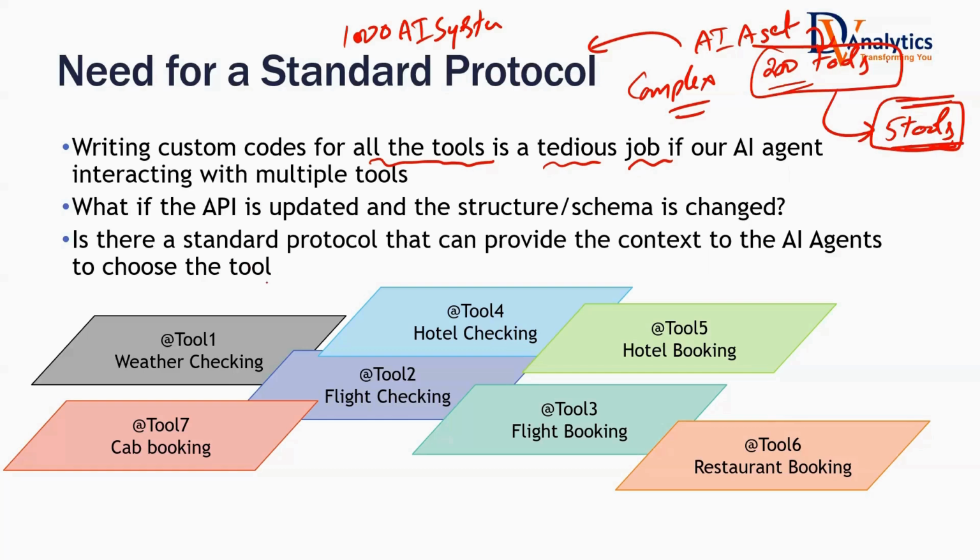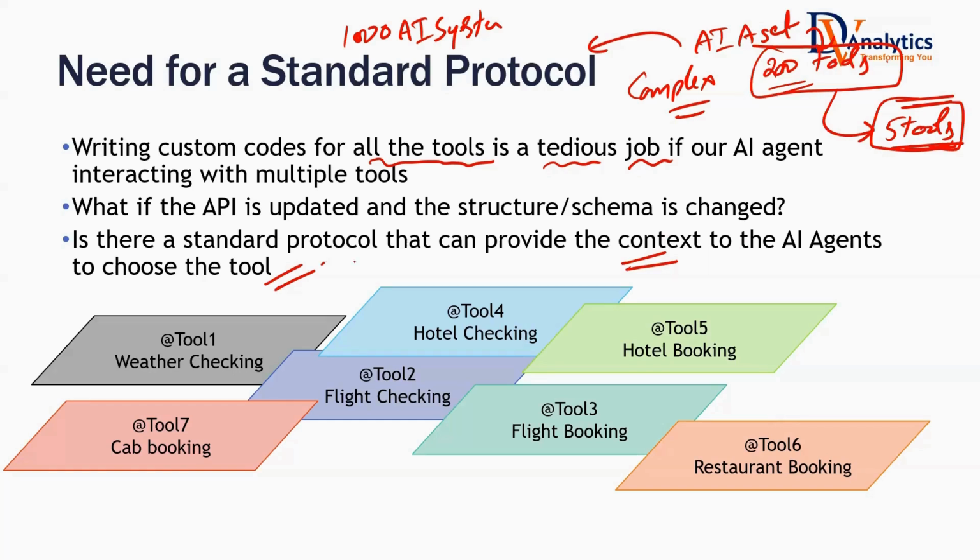Can we create a standard protocol that can provide the context to the AI agent? Providing the context is nothing but, if you want to book the hotel, one tool comes and says that I'm the tool that will book the hotels. If the user says that I want to check the flights, one tool will come and say that I'm the tool that can check the flights, and another tool can be booking the flights.